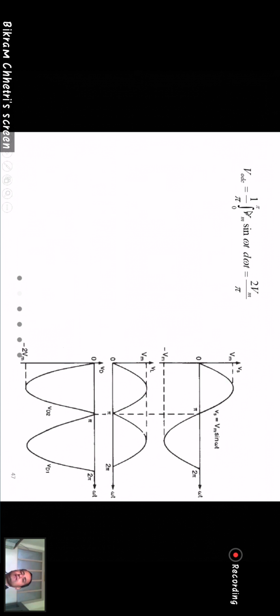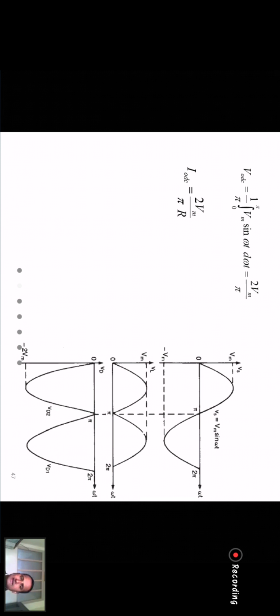Now, if you compare with a half-wave diode rectifier, the output DC voltage is only Vm by pi. But in this full wave, it is 2 times Vm by pi. So that's the difference, it conducts in both the half cycles. And the DC current is 2Vm by pi R. So the current waveform is similar to that of the voltage waveform.